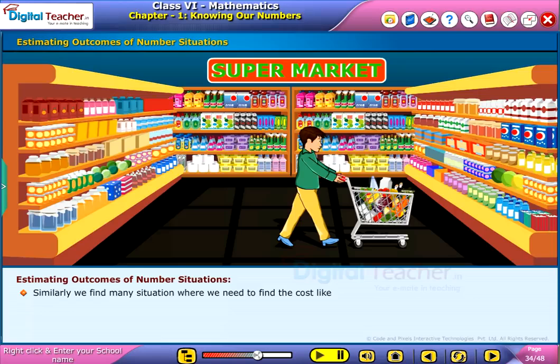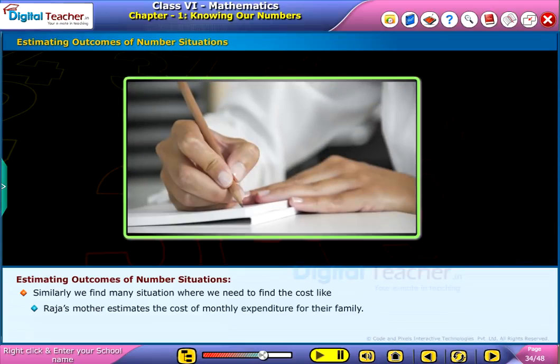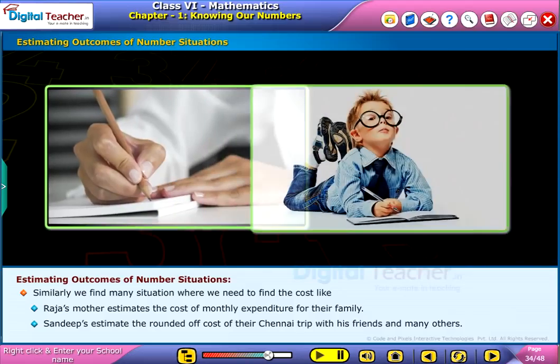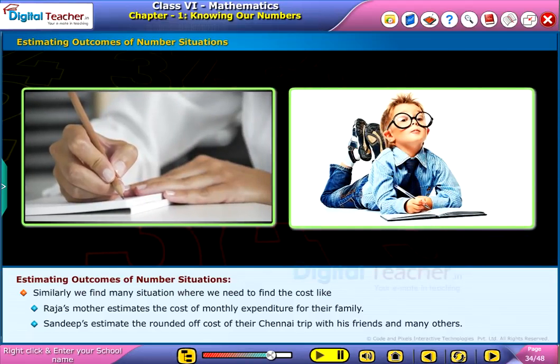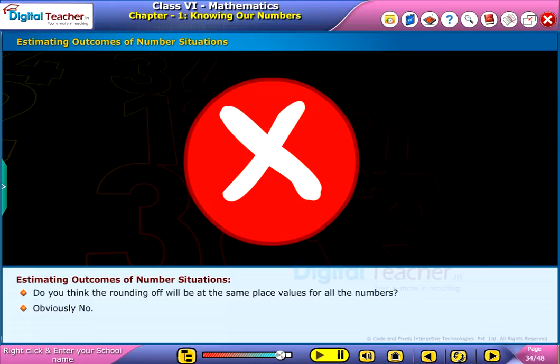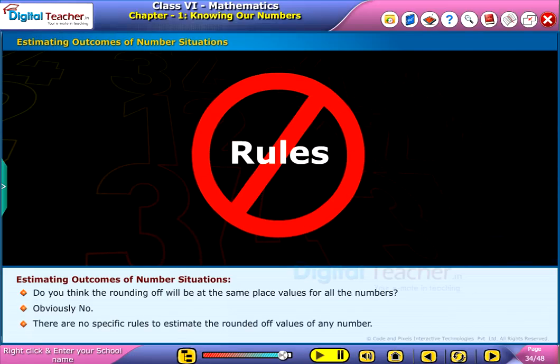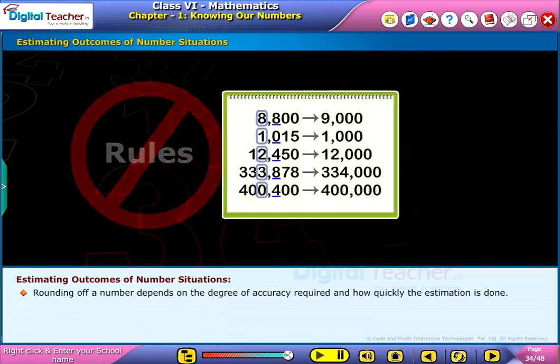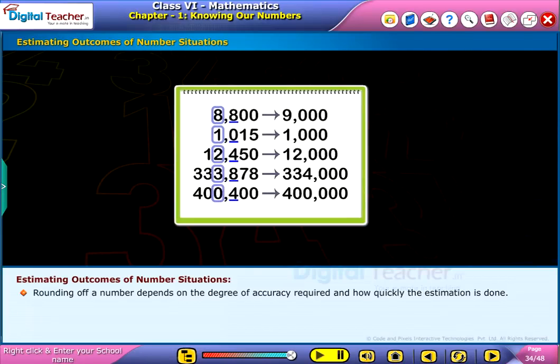Similarly, we find many situations where we need to find the cost, like Raja's mother estimates the cost of monthly expenditure for their family. Sandeep estimates the rounded off cost of their Chennai trip with his friends and many others. Do you think the rounding off will be at the same place values for all the numbers? Obviously no. There are no specific rules to estimate the rounded off values of any number. Rounding off a number depends on the degree of accuracy required and how quickly the estimation is done.